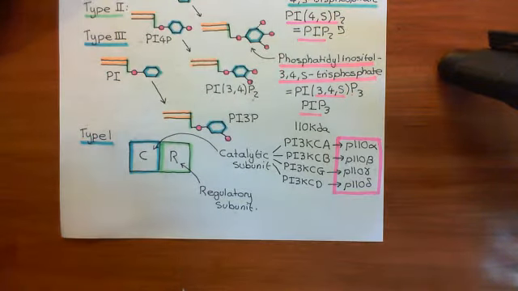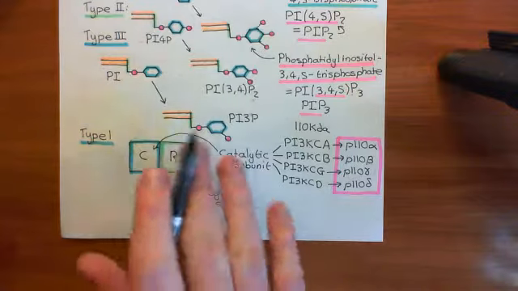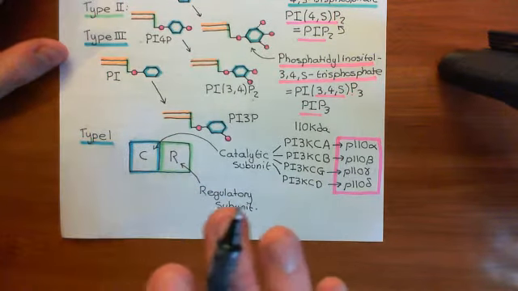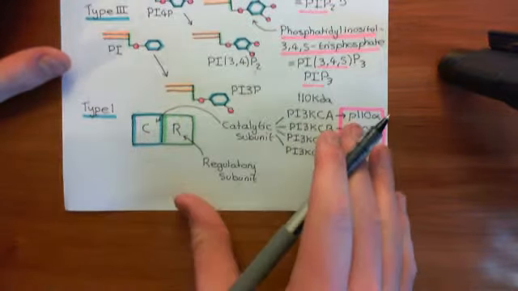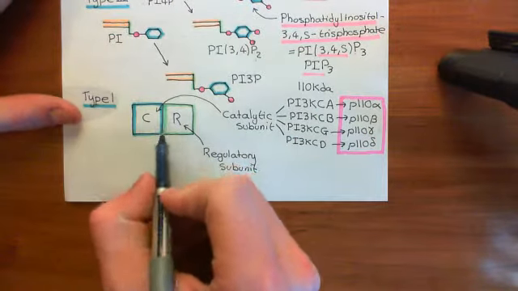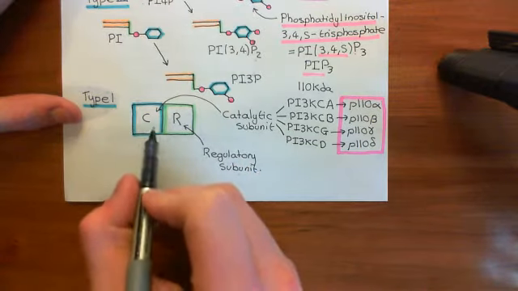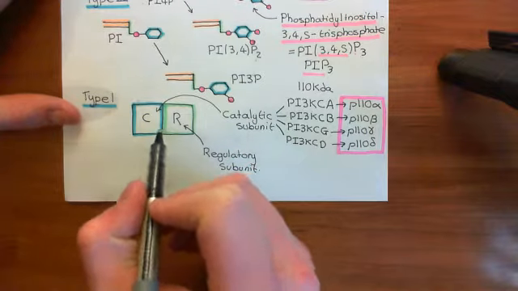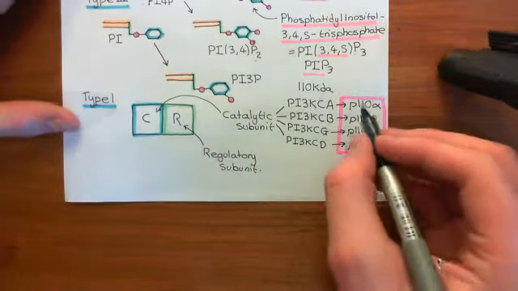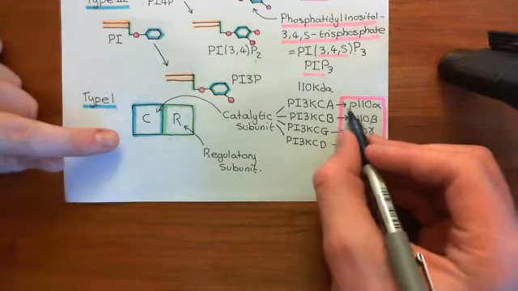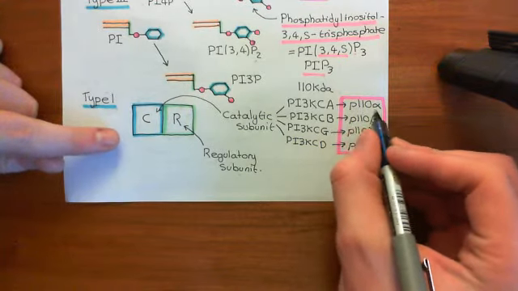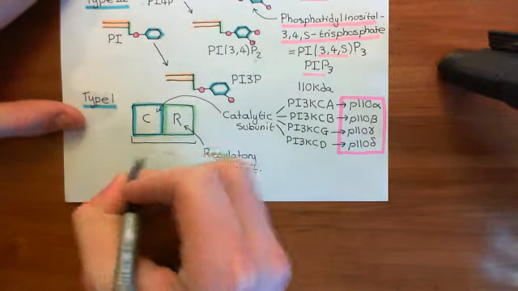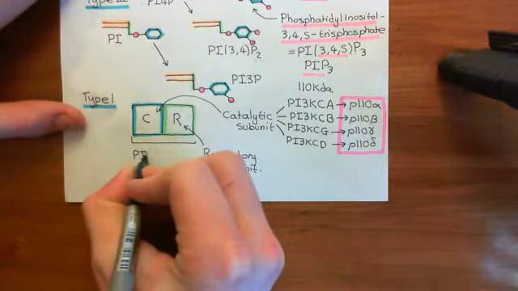Basically, the whole phosphoinositide 3-Kinase enzyme is now named after which catalytic subunit you have. I don't care what regulatory subunit you have. The way I name the entire PI3-Kinase enzyme is via the catalytic subunit. So if your PI3-Kinase enzyme has as its catalytic subunit P110 alpha, then I will call that whole enzyme now a PI3-Kinase alpha.